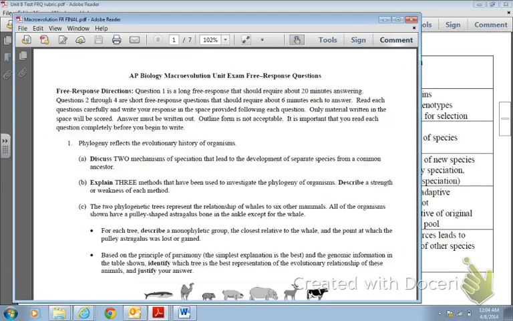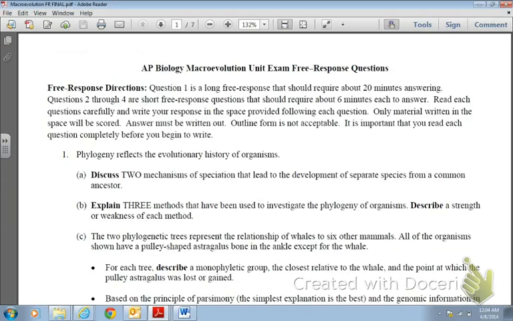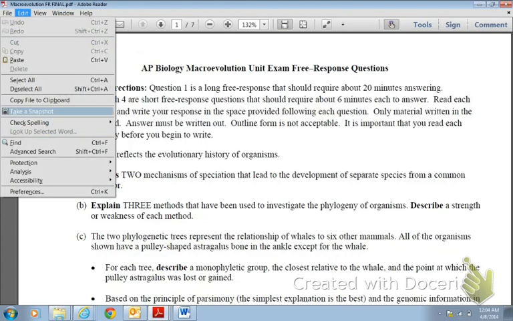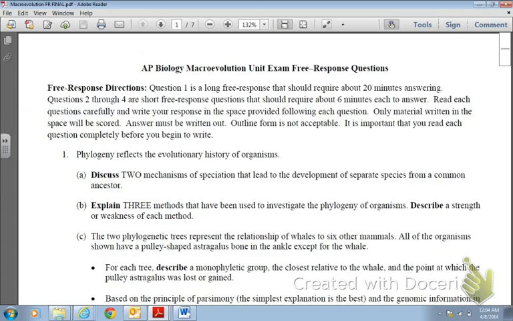Okay, so let's look at the question first. Discuss 2 mechanisms of speciation. Okay, so you're just going to discuss 2 of them.